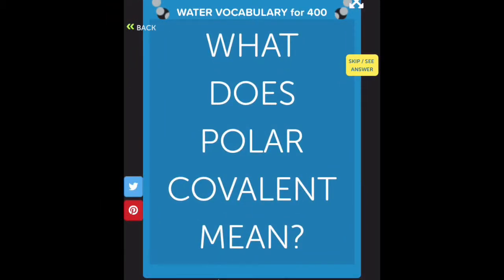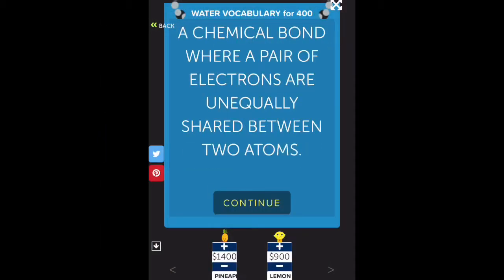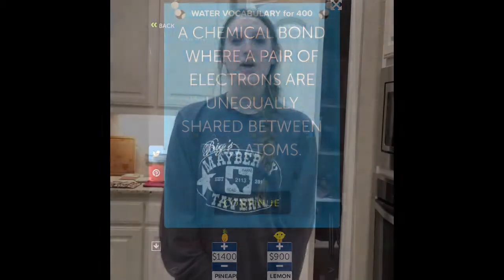Water vocabulary 400. What do I mean when I say polar covalent? Polar covalent is a chemical bond where a pair of electrons are unequally shared between two atoms. Awesome!